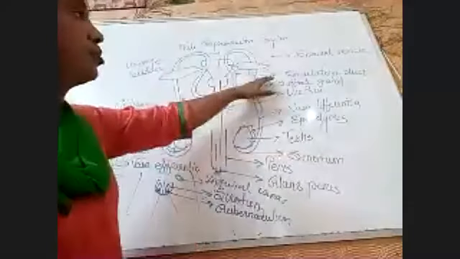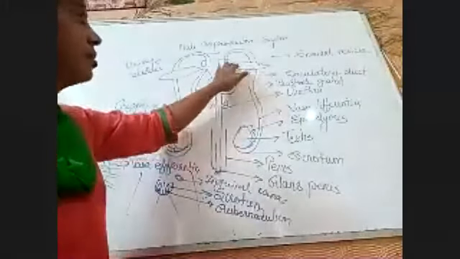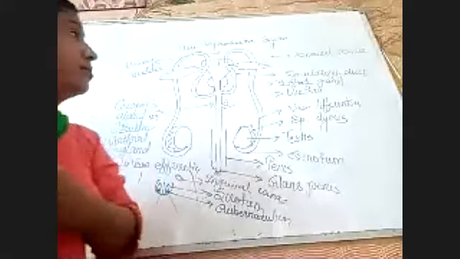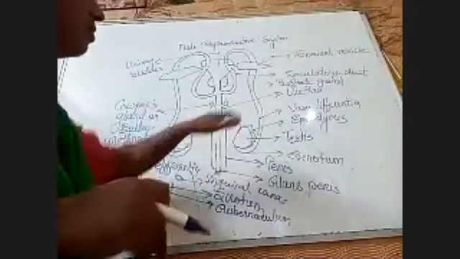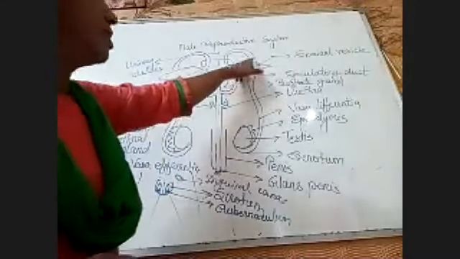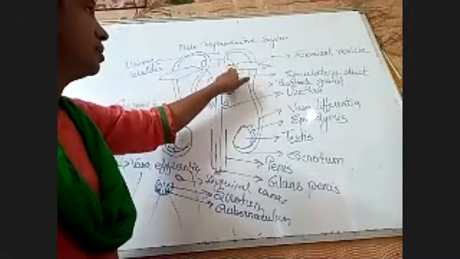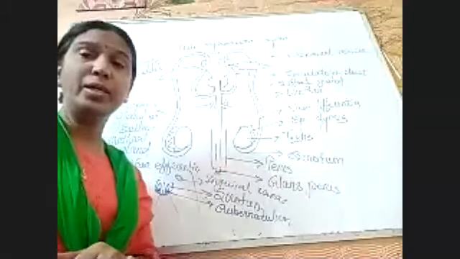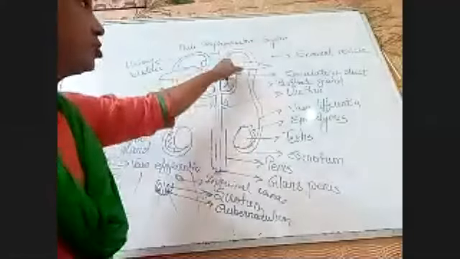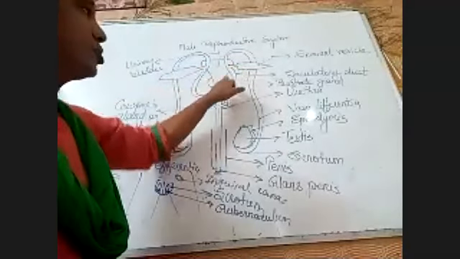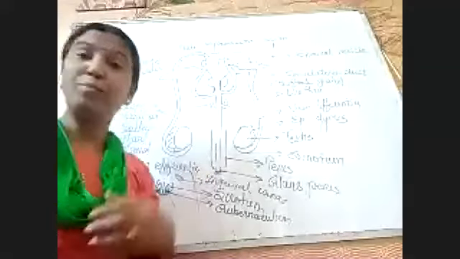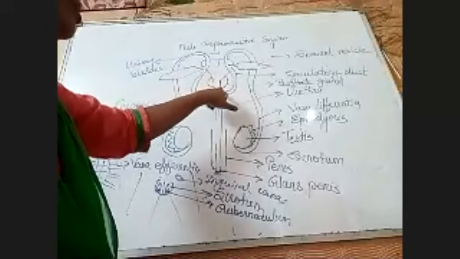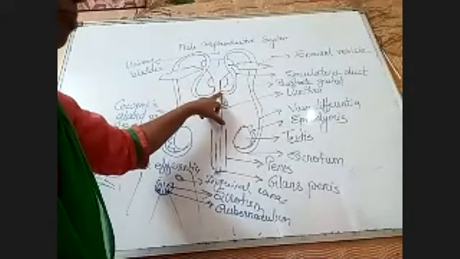Now let's see about the ejaculatory duct. As I just told you, it is formed by the duct of the seminal vesicle and the vas deferens. Here, this ejaculatory duct will contain semen, the seminal fluid, with the sperms. Up to here there are only sperms, but from here there will be semen or seminal fluid. And second, this ejaculatory duct will open into the urethra.